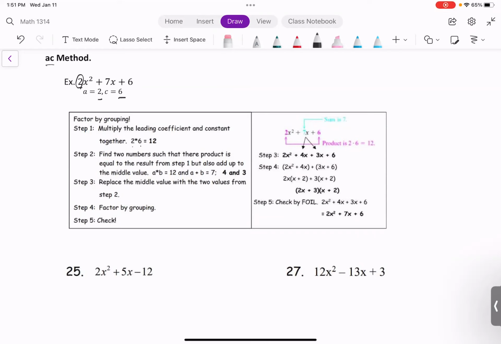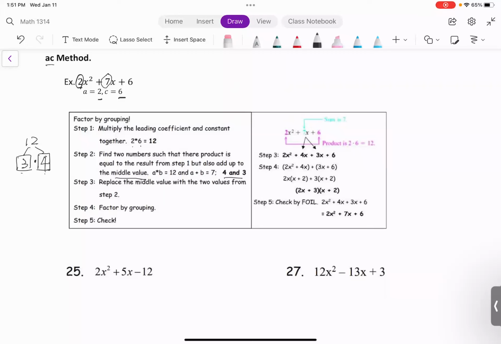Second step, find two numbers such that their product is equal to the result from step 1. That means first find A times C, which is 12. Then find two factors of 12 whose addition can make 7, the middle value. So the addition of the two factors is 7 and the multiplication is 12. It must be 3 and 4 or 4 and 3. The order doesn't matter. So the example said 4 and 3.